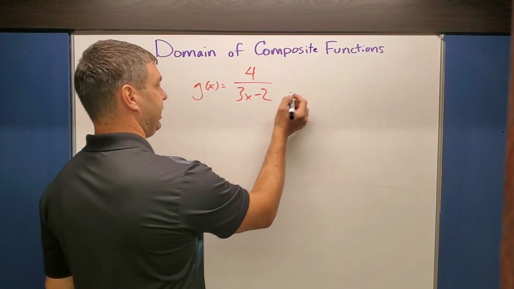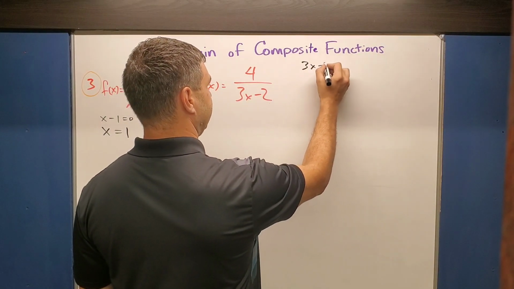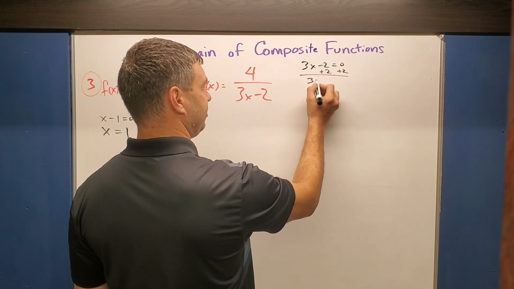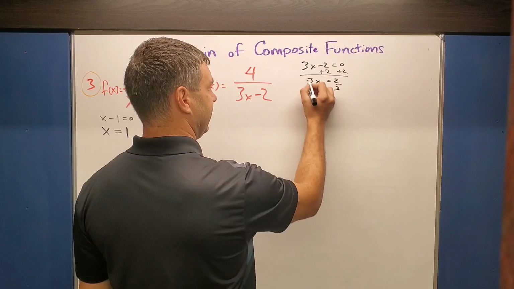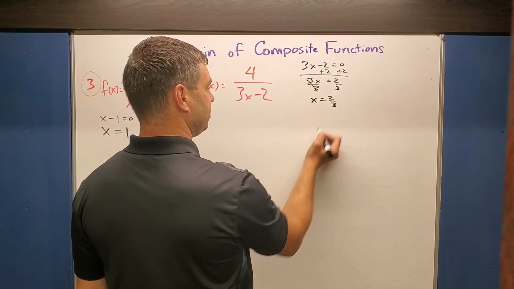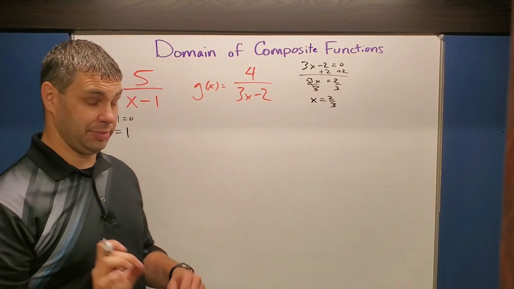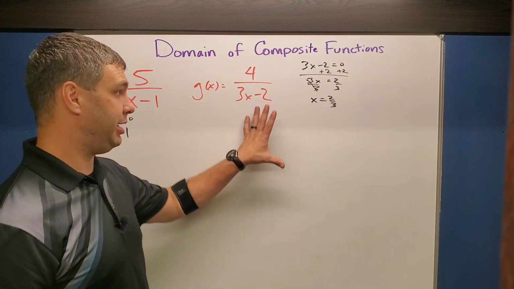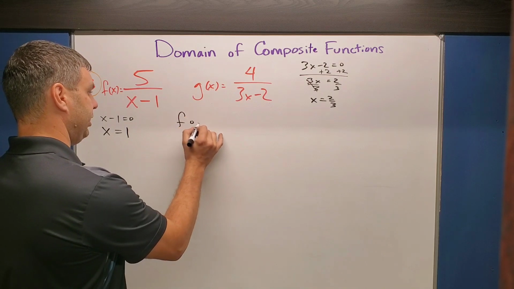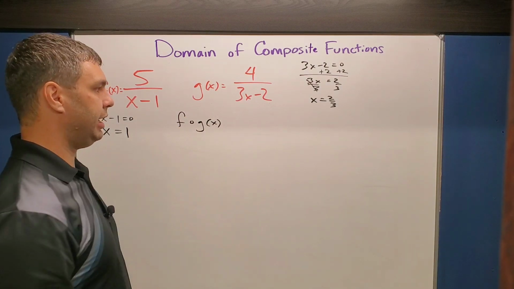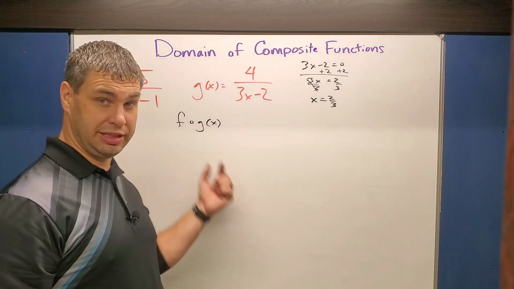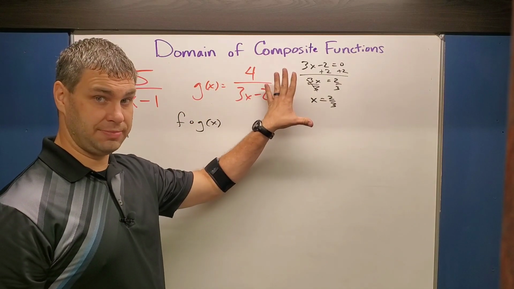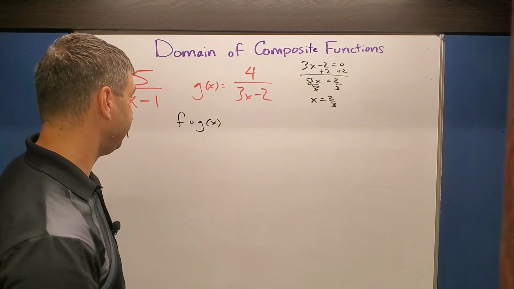All right, so here, if I take the denominator 3x minus 2, set that equal to 0, I think we're going to get 2/3. You have to add 2 to both sides and then divide by 3, and get x equals 2/3. So here, my domain is going to be all real numbers except for 2/3. Now, because I'm trying to find f of g of x, I'm inputting the g of x into the f function. Automatically, if this is not part of the domain of g, it's not going to be part of the domain of f of g of x.